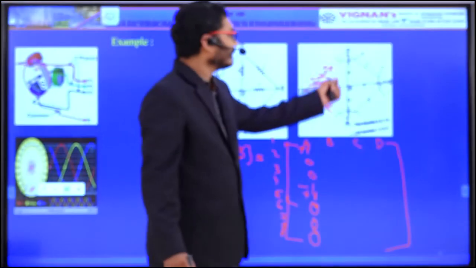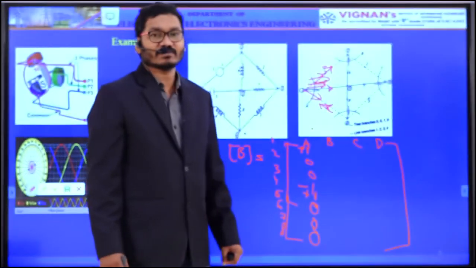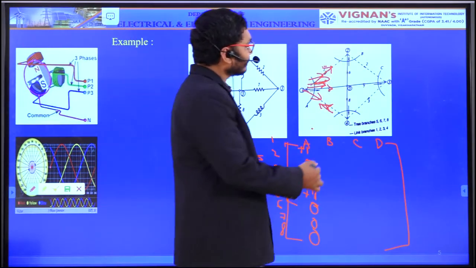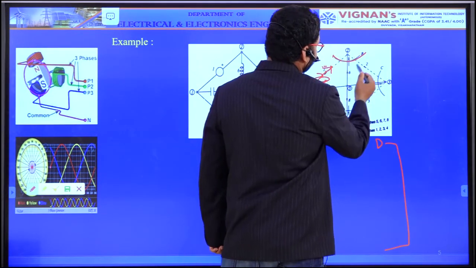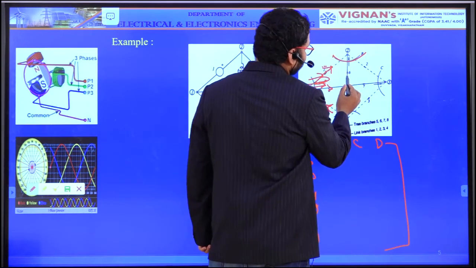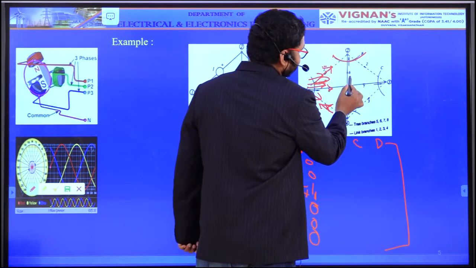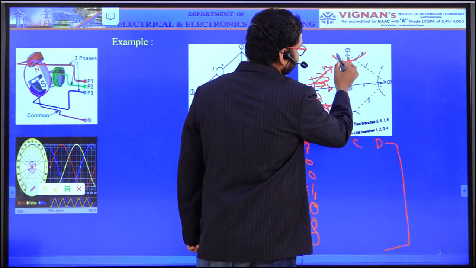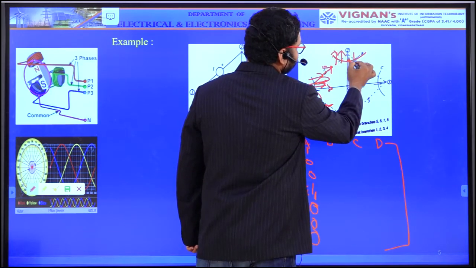Now see the B cut set. This is cut set B, the basic cut set B. Now what is the direction? It is the same as the tree branch direction, and the tree branch direction is like this. That's why the cut set direction is also like this.